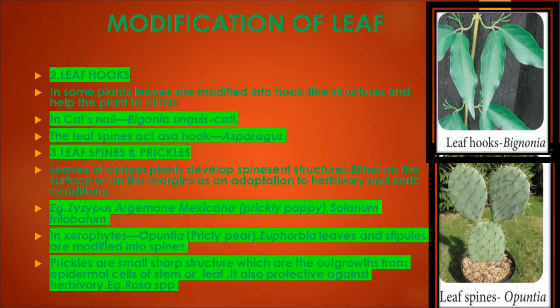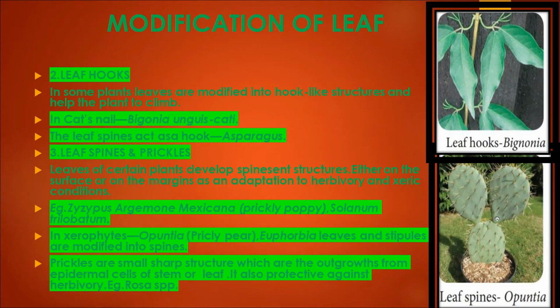Leaf hooks. In some plants the leaves are modified into hooks, hook-like structures. This is to help the plant to climb. In cat's claw, Begonia, the leaf spines act as hooks; also in asparagus. The leaf spines and prickles.